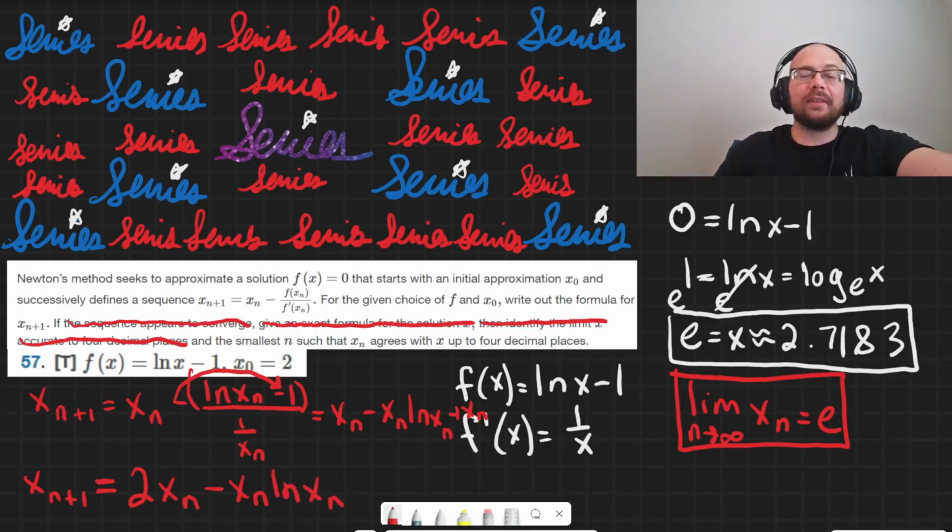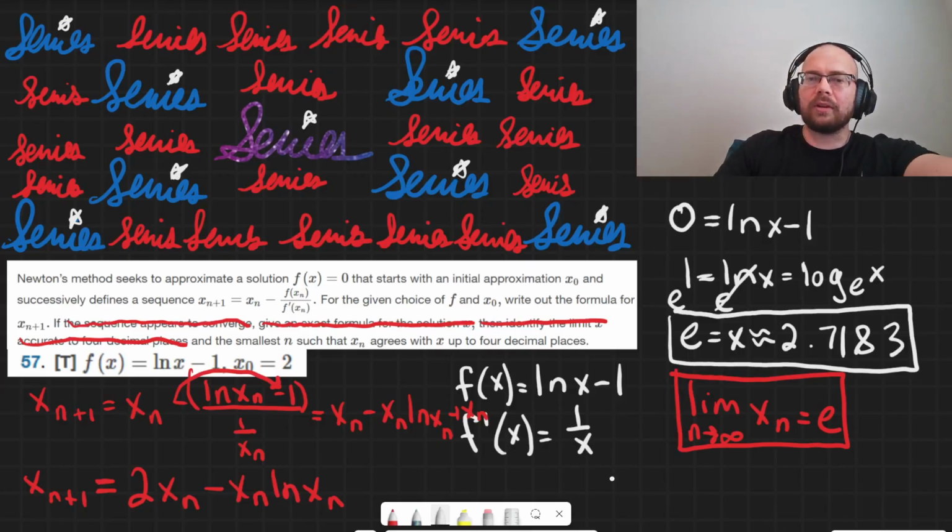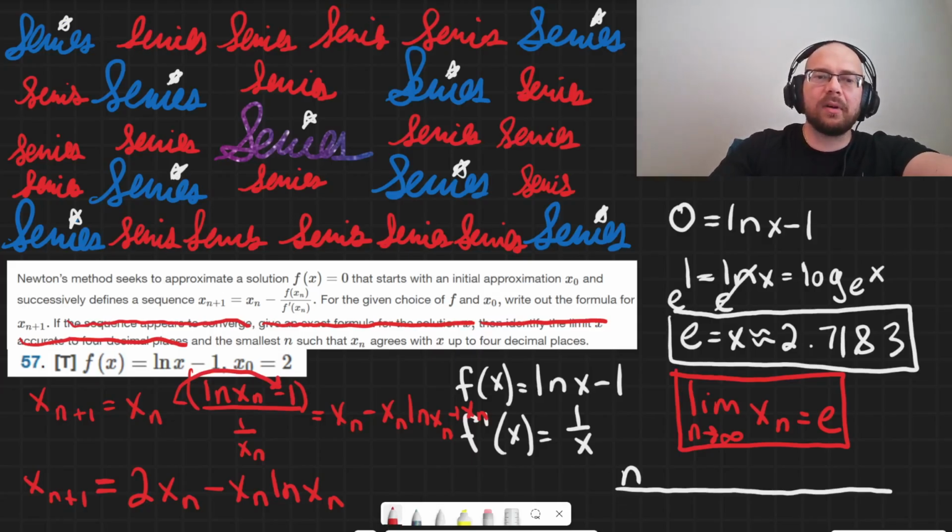That's also a mouthful. There's a lot of mouthfuls in this problem. We're going to try to squeeze this in so I don't have to scroll or move the board around. I try to avoid that if I can. We're going to squeeze these in here because we need to get accurate to 2 decimal places. Oh, by the way, that is part of the answer. For the given choice of f and x, write out the formula. So this is the formula.